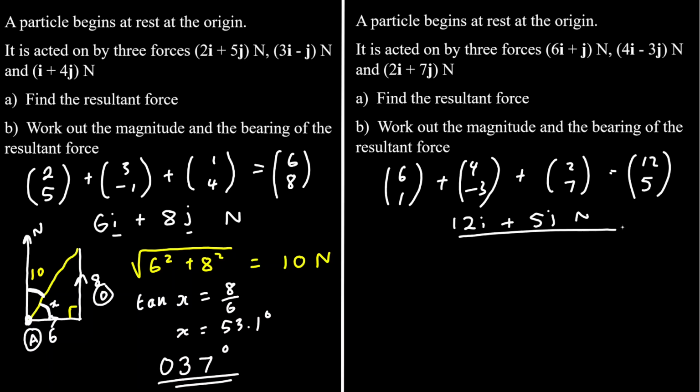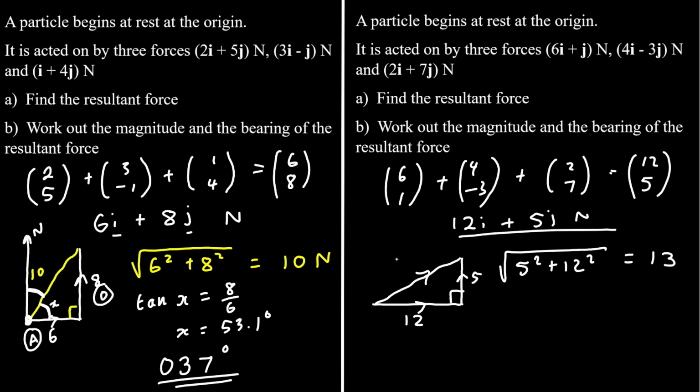And the magnitude and the bearing of the resultant force, again, we've got a Pythagoras triple. So it's 12 to the right and 5 up. So the square root of 5 squared plus 12 squared is 13. So it's 13 newtons is the resultant force. What's the bearing of it? So bearing is measured from north clockwise. So that's the angle we want.